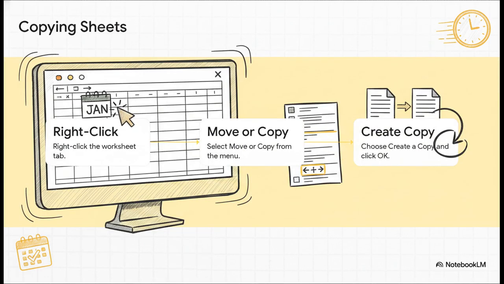Now, what if you have this beautifully formatted monthly report for January and you need the exact same structure for February? Please do not start from scratch. Copying worksheets is a massive time saver for repetitive work. Here's how you do it. Right-click the tab you want to duplicate, select Move or Copy from the menu, check the little box that says Create a Copy, and click OK. Boom! You've just perfectly duplicated your entire monthly report format. It is a real game changer.